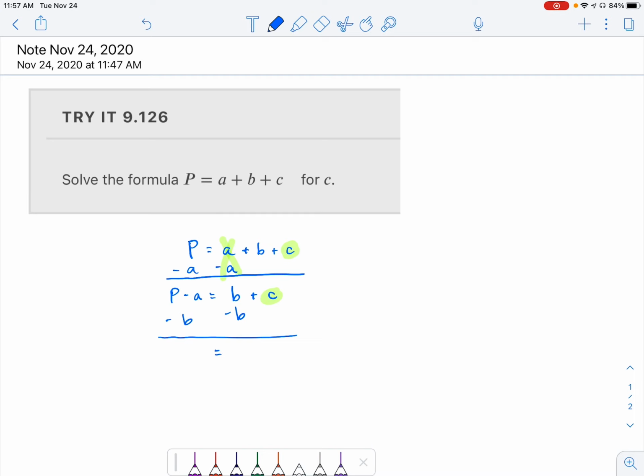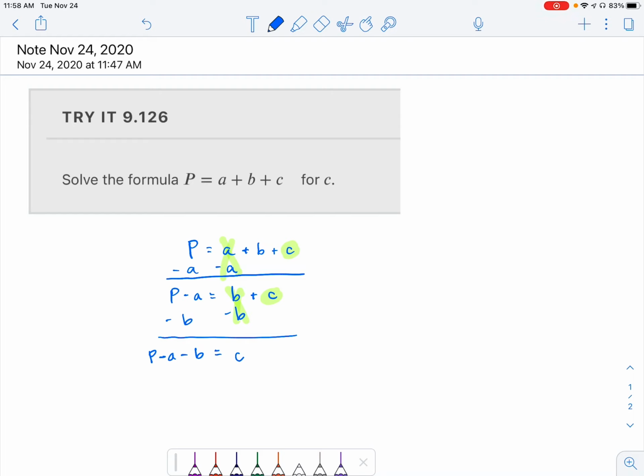Again, I'm going to bring down my equal sign. And again, let's look at the right-hand side first. So B minus B is 0. That's going to cancel out, and I can literally just cross these off if I want to. And so now all that I have left over on the right-hand side is positive C, which I can just write as C. On the left-hand side over here, I've got P minus A, and then I'm subtracting B from that. And again, I don't know what any of these variables are, so I'm just going to write this as P minus A minus B.